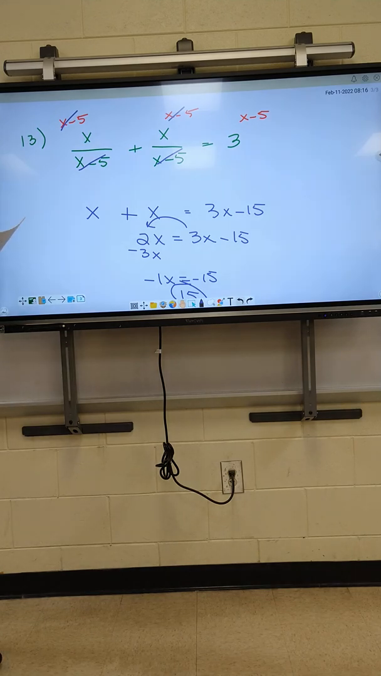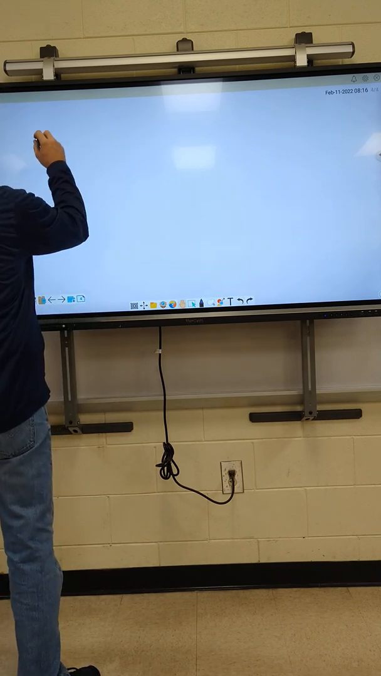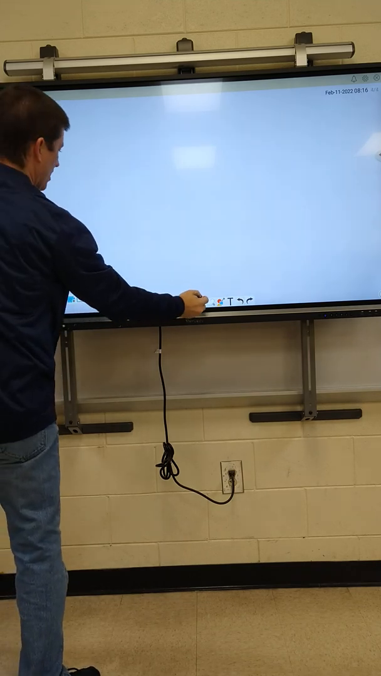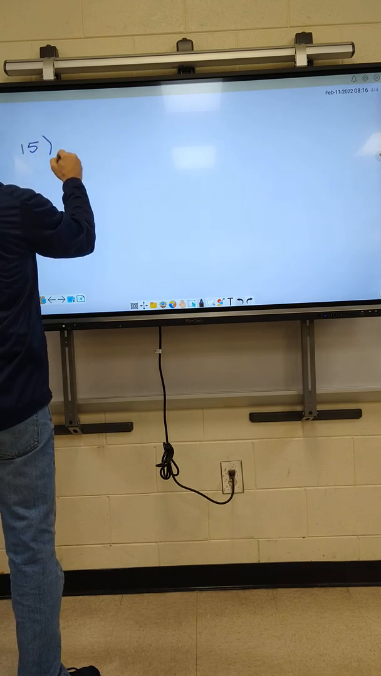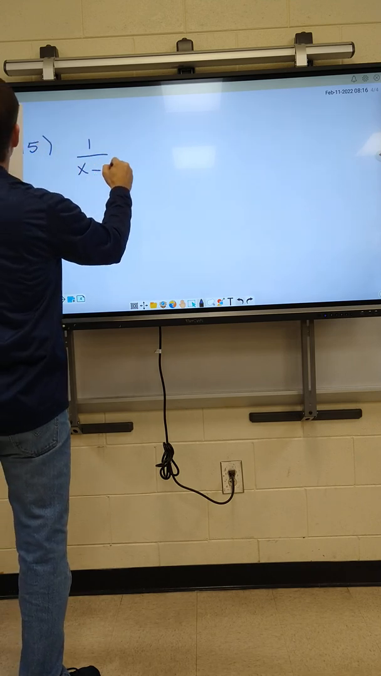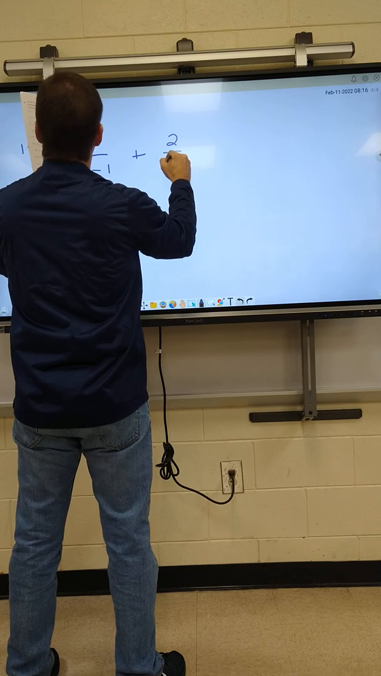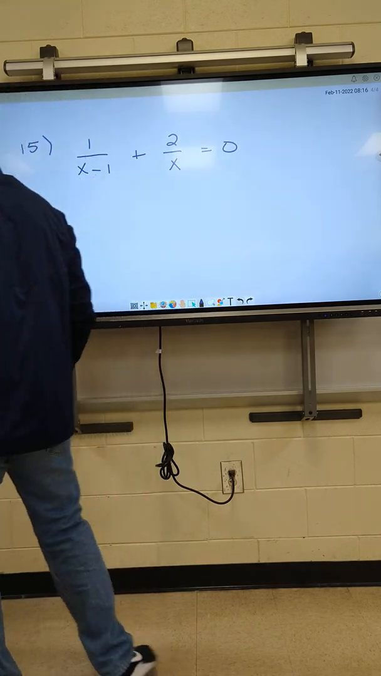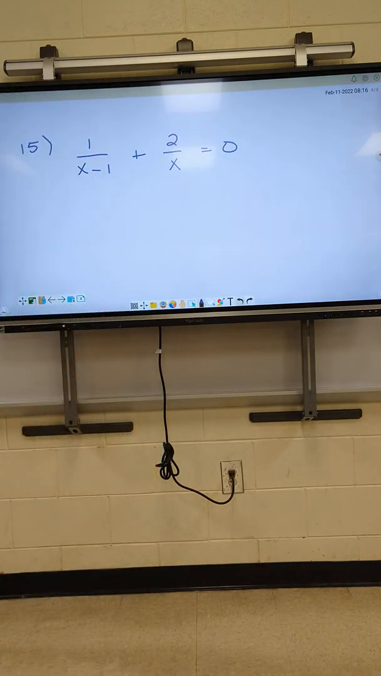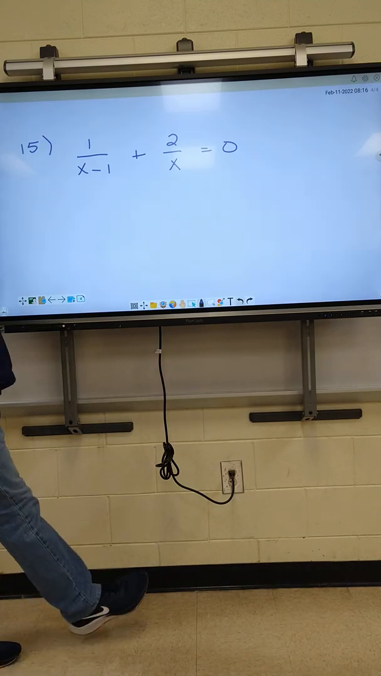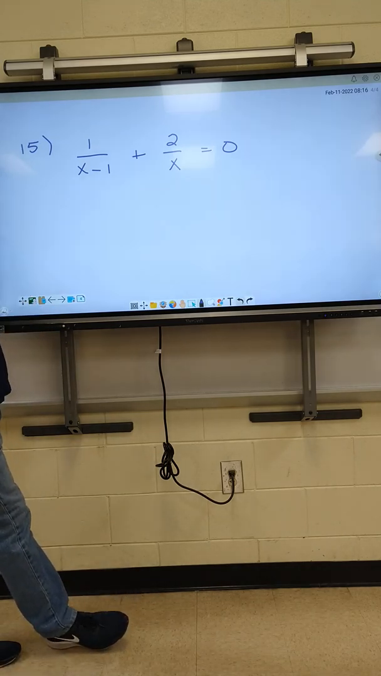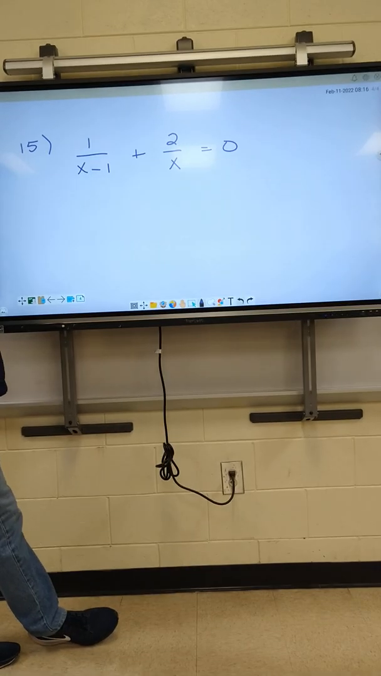Alright, so now let's start doing some that are a little different. Let's do 15. It looks a little different. Alright, 12 and 13 are the easy ones on that side. Alright, so we got 15. 1 over x minus 1, plus 2 over x equals 0. Alright, hardest part on this problem is picking out the common denominator. Anybody got a suggestion?